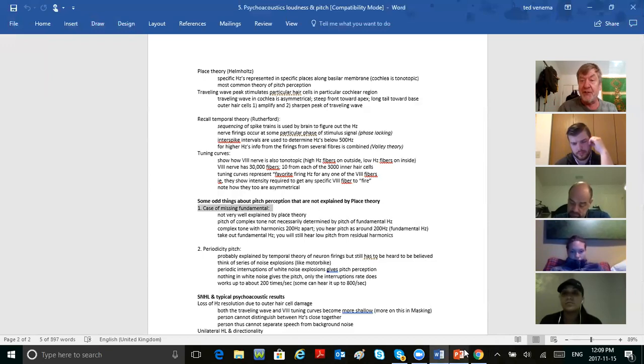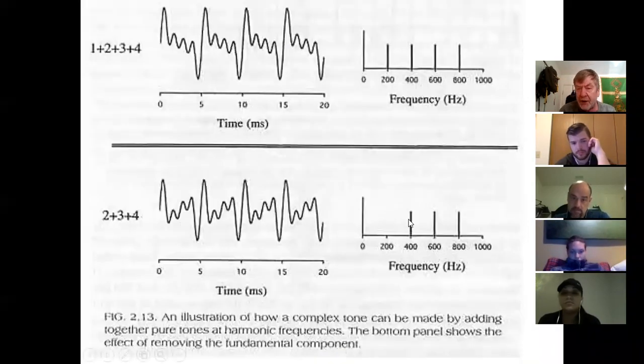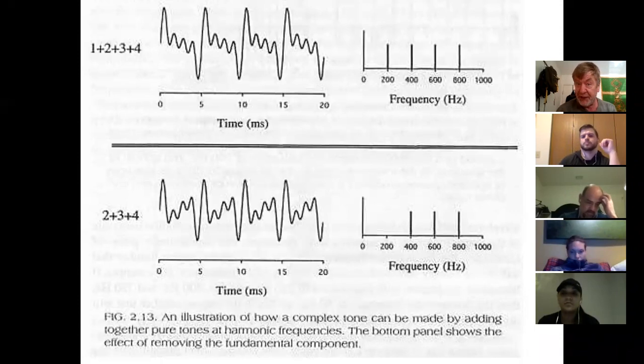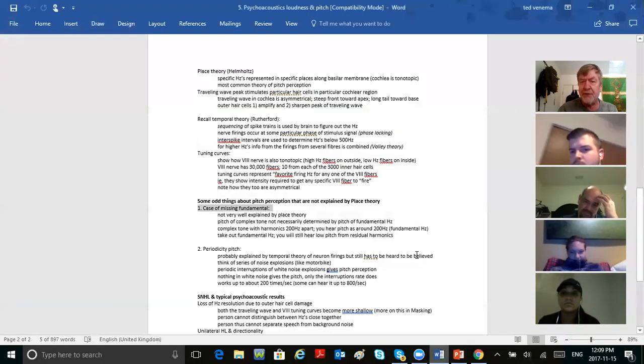So when you look at these nerve firings here, bring this picture closer. Oh, these harmonics are 200 hertz apart. Well, that's what's going to tell the brain I'm hearing 200 hertz, even though you removed the fundamental frequency. Okay, well, whatever. Kind of boring, but there it is.